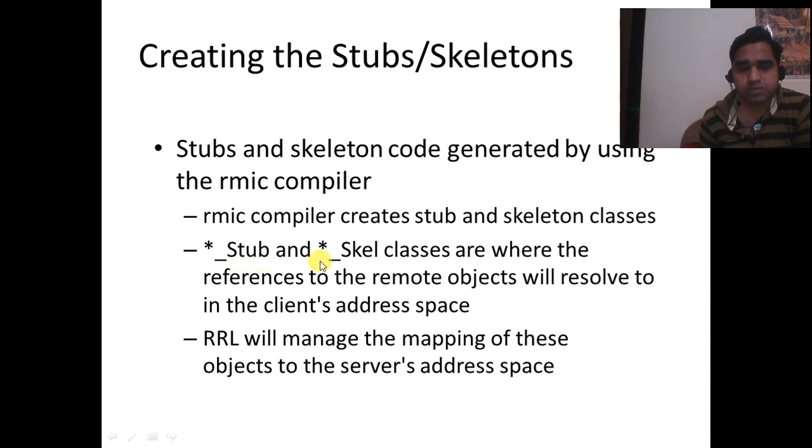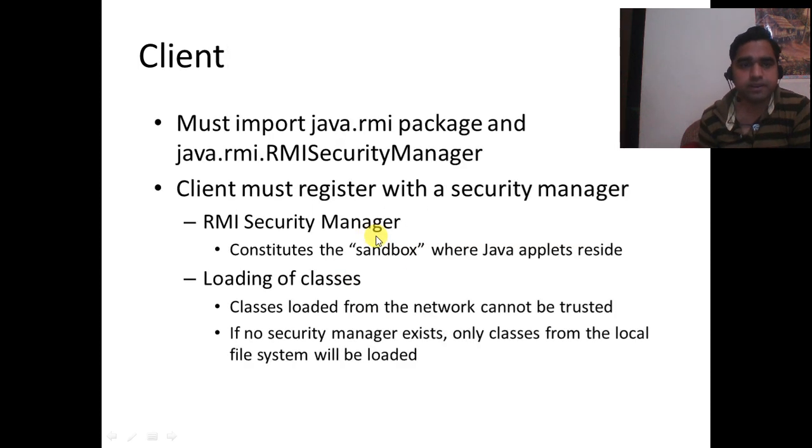Stub and skeleton classes are where the references to the remote object will resolve in the client's address space. So for these classes we are generating remote objects that will be resolved at the client address space. Now RRL, what does it do? RRL will manage the mapping of these objects at the server address space. So these remote objects are to be mapped at the server on its address space.